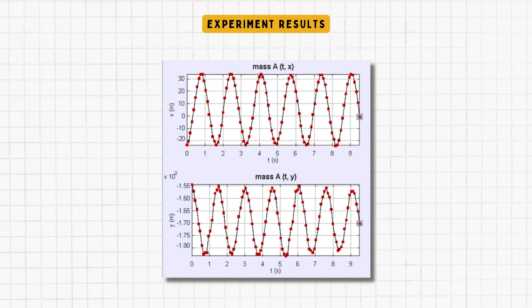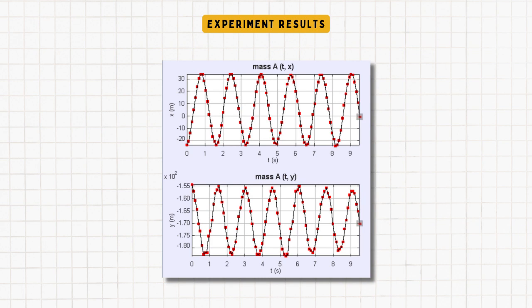Here is a close-up of the graphs that we got from Tracker. As you can see, the top one tracks the x position, and the second graph on the bottom tracks the y position. Both of these oscillate up and down, showcasing an oscillation in both the x and the y axes.